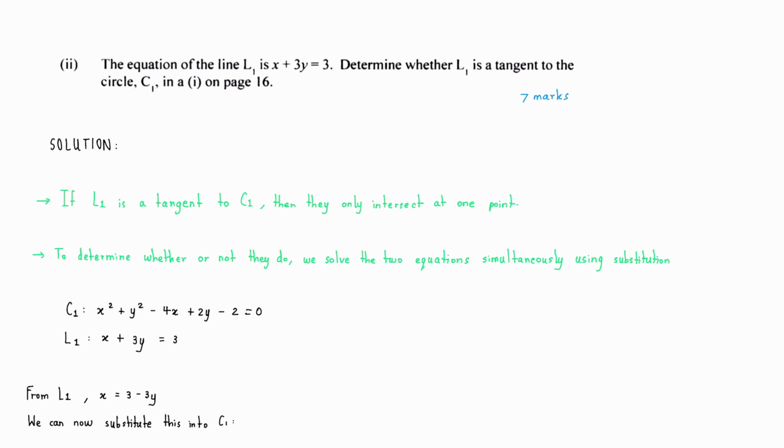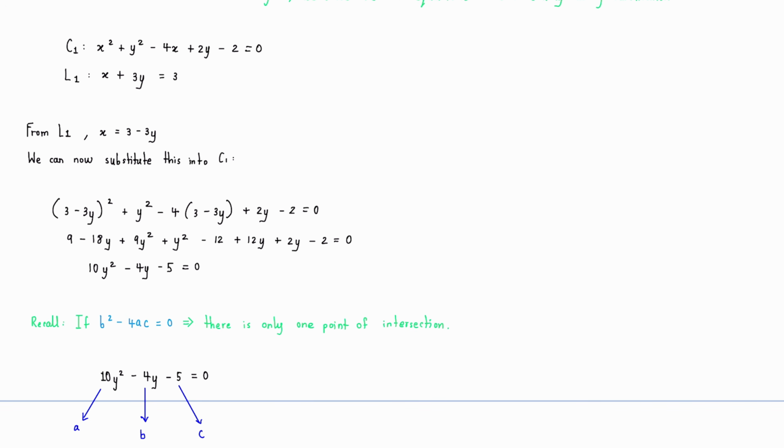So now on to part 2. The equation of the line L1 is x plus 3y is equal to 3. Determine whether L1 is a tangent to the circle C1 in part A, part 1. So this is for 7 marks. The solution is as such. If L1 is a tangent to C1, they will only intersect at one point. To determine whether or not they do, we have to solve them simultaneously using substitution again, something we are very familiar with. And let's do it.